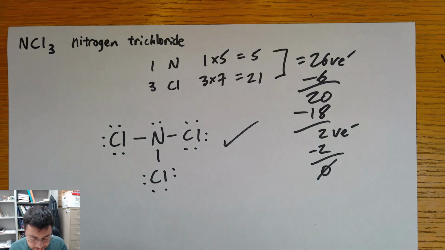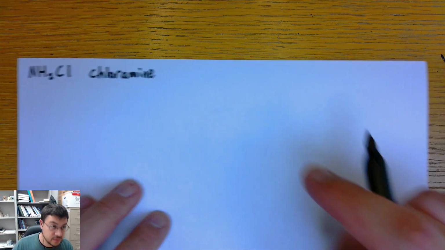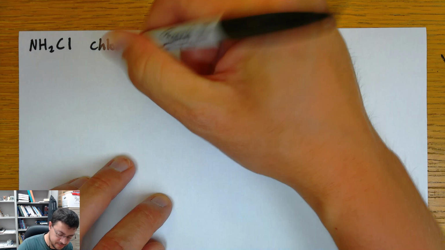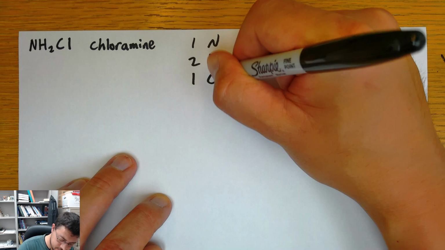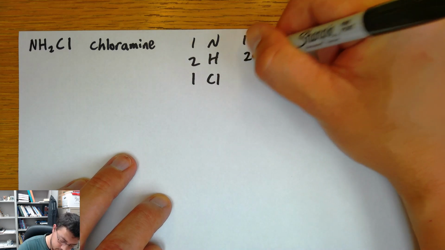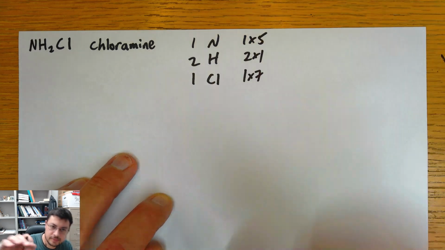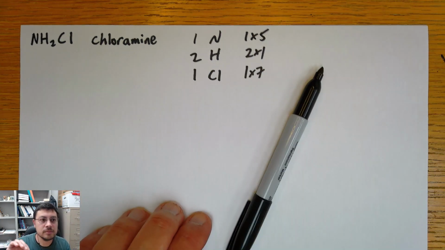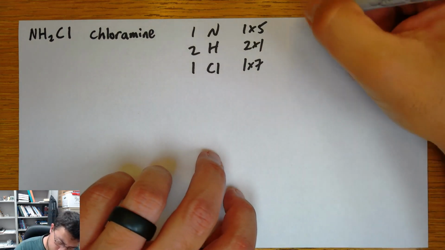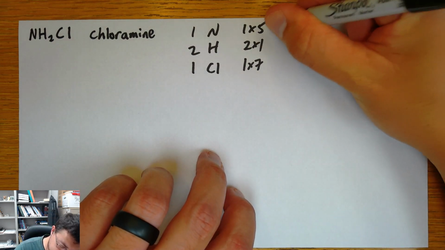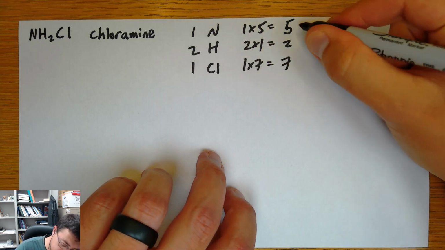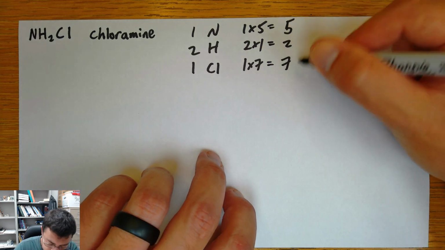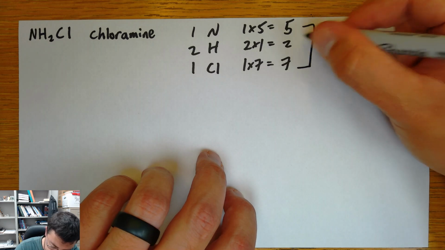Okay. All right, let's keep going. Chloramine. Okay. Wait, I just did that. So 1 times 5 is 5, 2 times 1 is 2, 1 times 7 is 7. 5 plus 2 is 7. 7 plus 7 is 14.